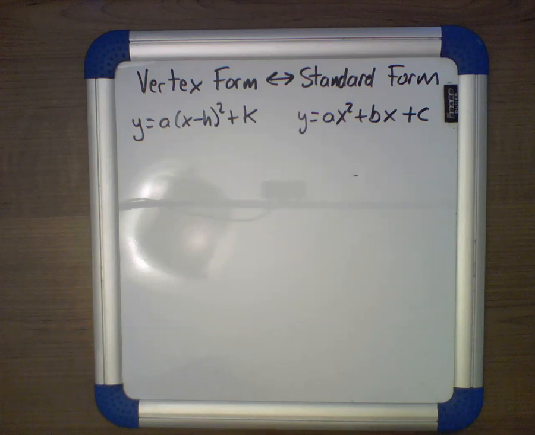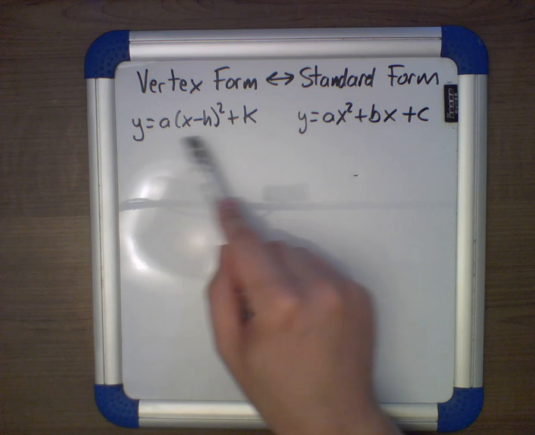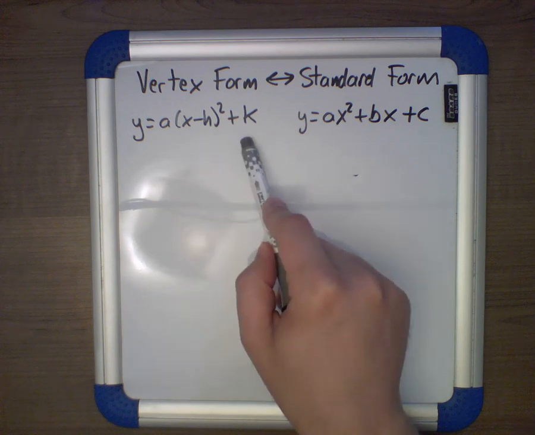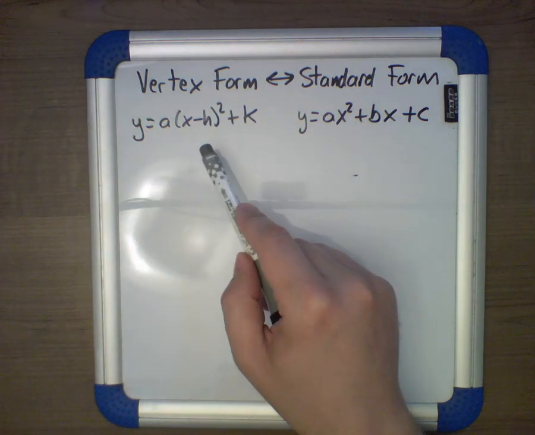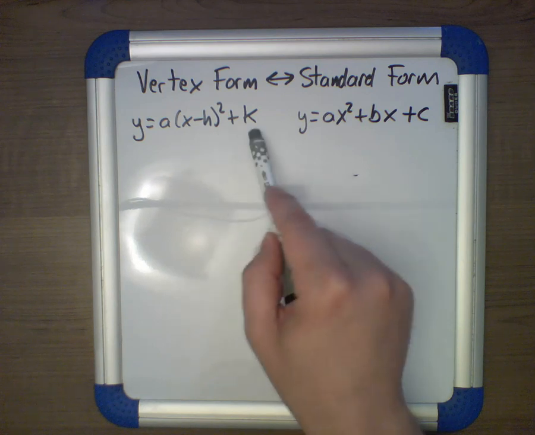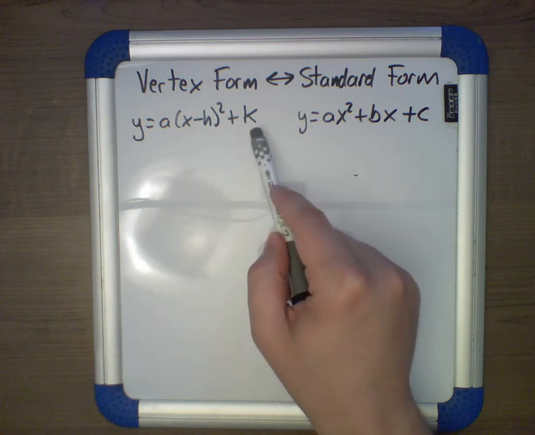So far, we've only talked about quadratic equations being in this form, where we have our a, our h, and our k value. This is called vertex form because it clearly tells us our vertex, our h, and our k, and we just saw that in our previous videos.